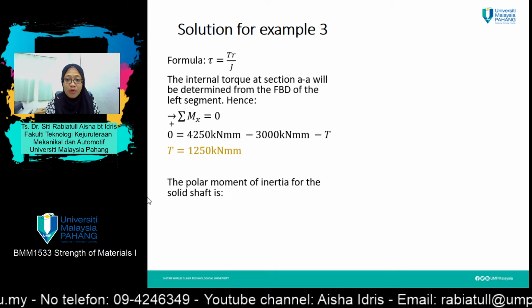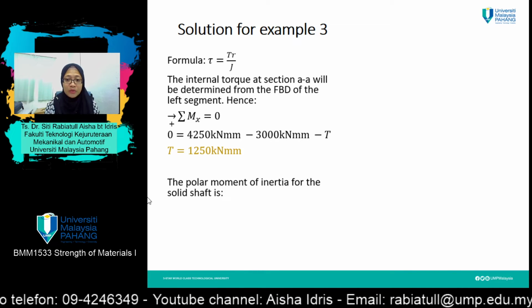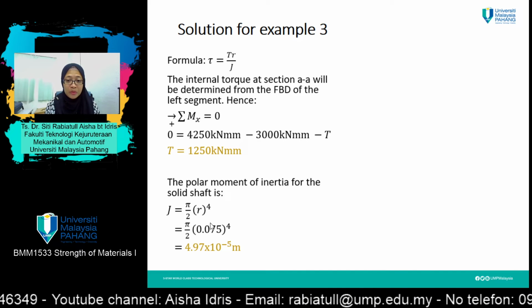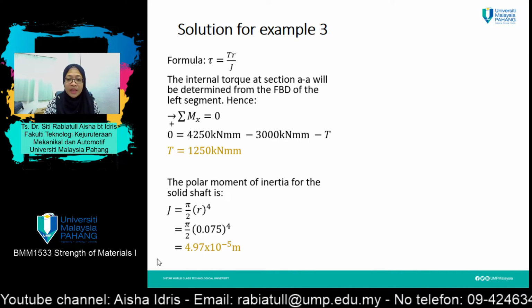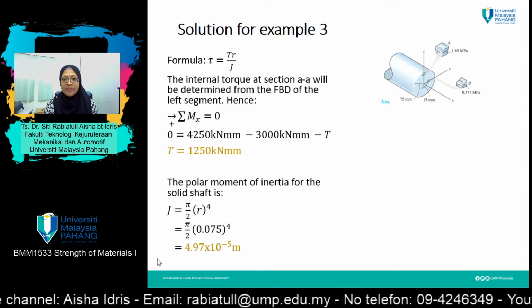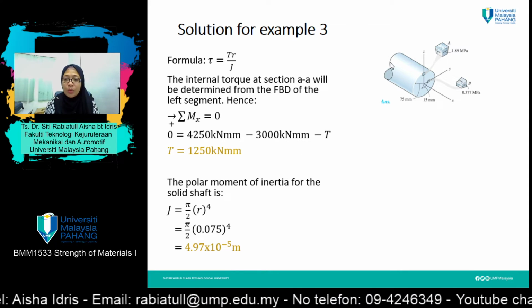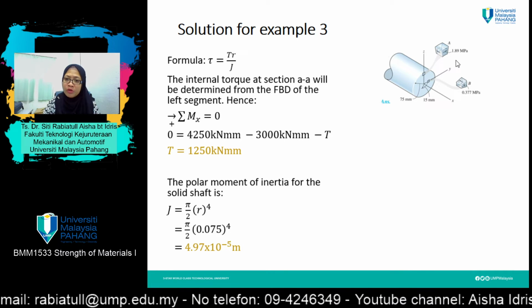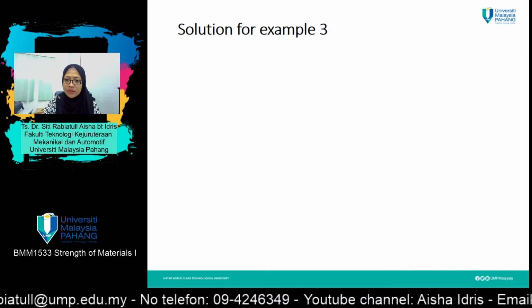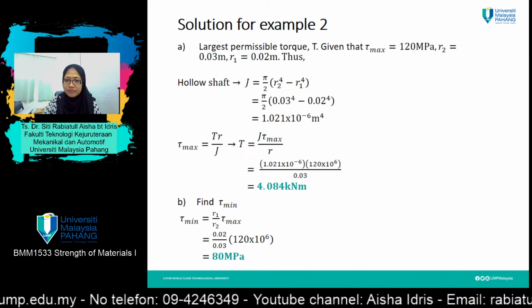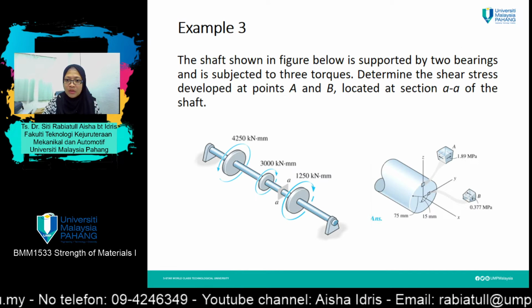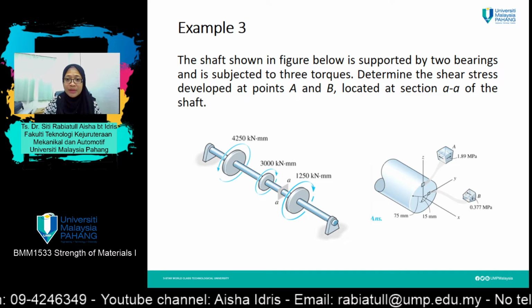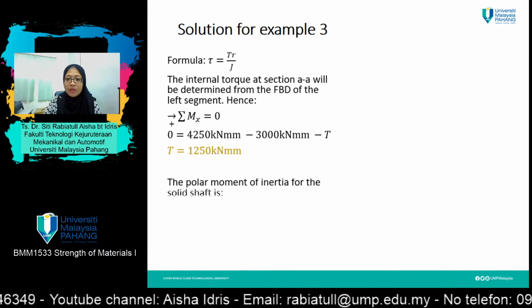And the value of J for a solid shaft is pi over 2 r to the power of 4. From there you'll get the value of J. After that, since the question asks you to find the shear stress at point A and point B.